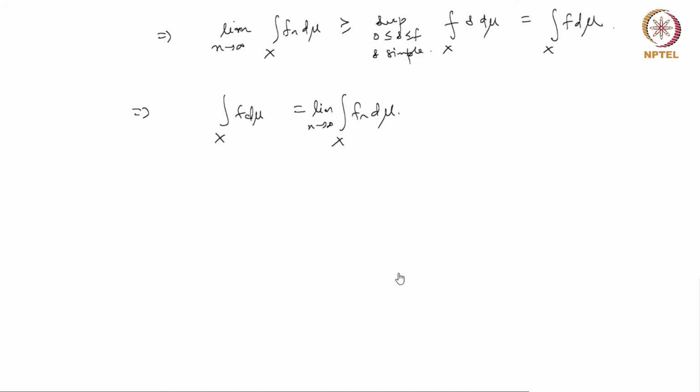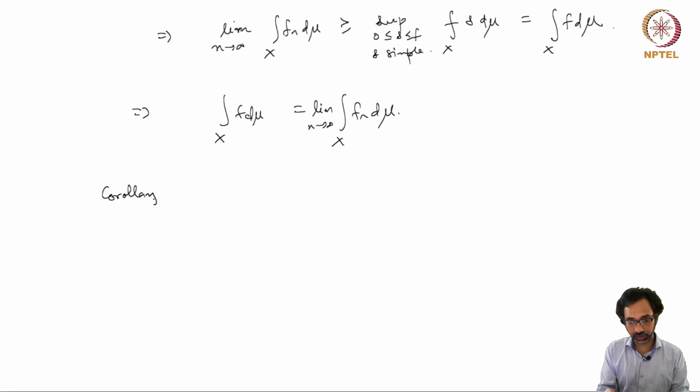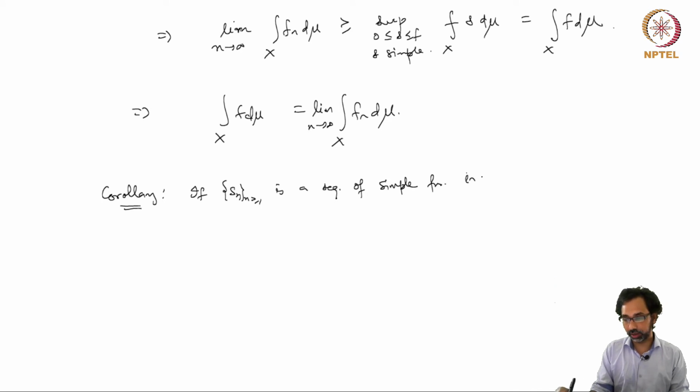Now the monotone convergence theorem is a fundamental result in Lebesgue's measure theory of integration, and we will use it over and over again to derive many more interesting results as we go along. But the first corollary that interests us is the following. If S_n is a sequence of simple functions increasing to a measurable function f.